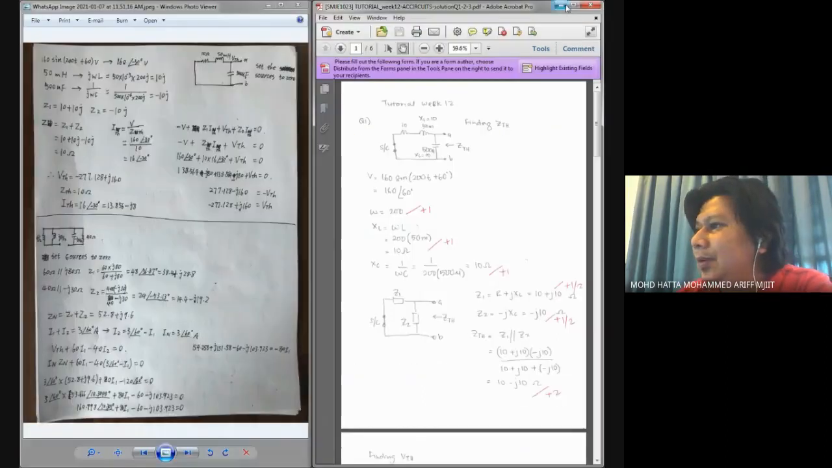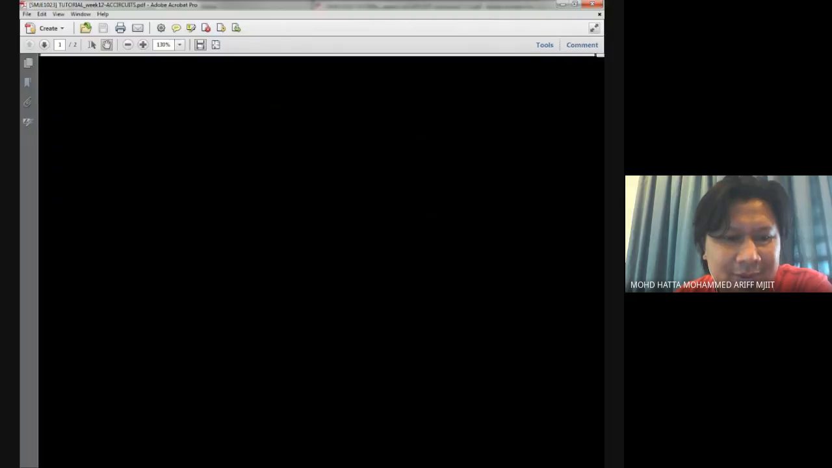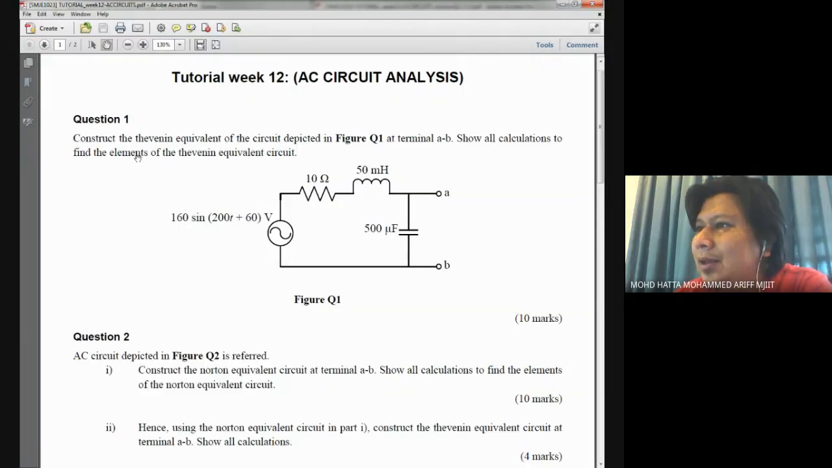All right. Okay. Before that one, let me read through the question. Construct Thevenin equivalent circuit depicted in figure 1 at terminal A and B. This is the terminal, so we need to get a Thevenin equivalent circuit with respect to this terminal. Show all calculation to find elements of Thevenin equivalent circuit means that we need to show the calculation of finding the ZTH as well as VTH in this case.